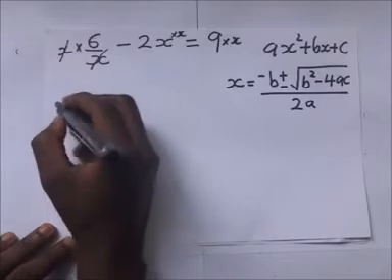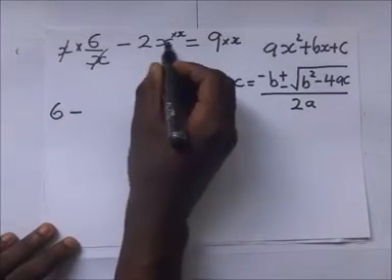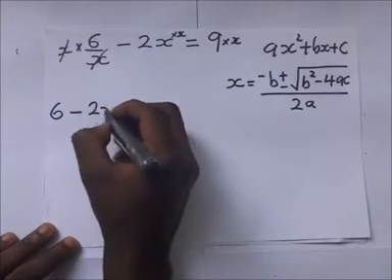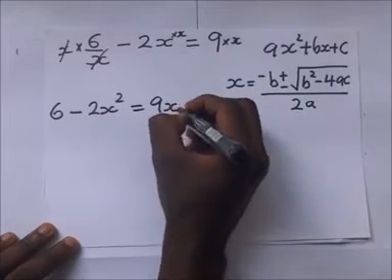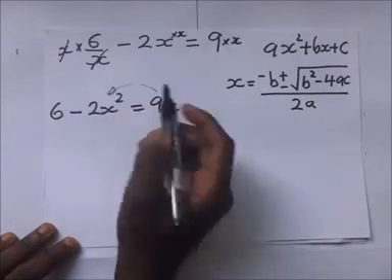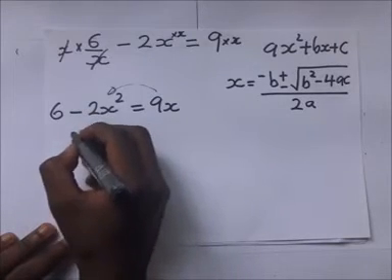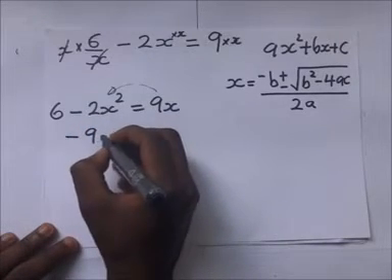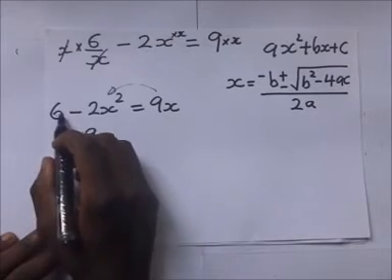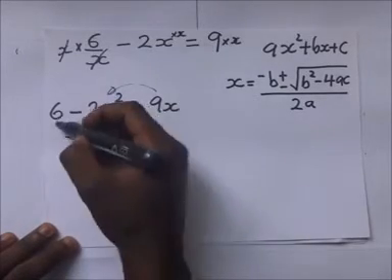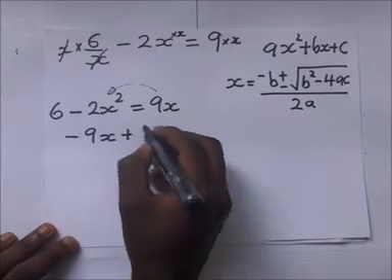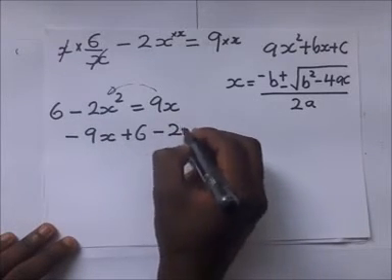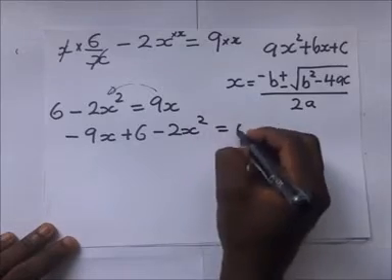From this stage, our next step is this. You remain with 6 minus 2 times x, which is minus 2x squared, is equal to 9x. So you shift this 9x to come this way. When the 9x comes this way, it becomes negative 9x. Then it finds this 6, so 6 minus 2x squared minus 9x is equal to 0.